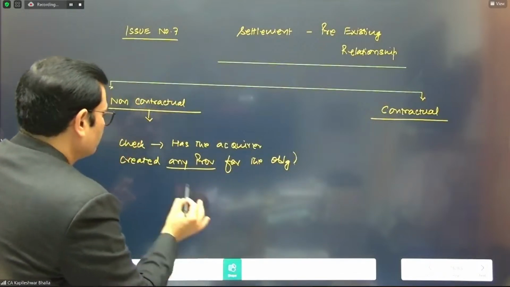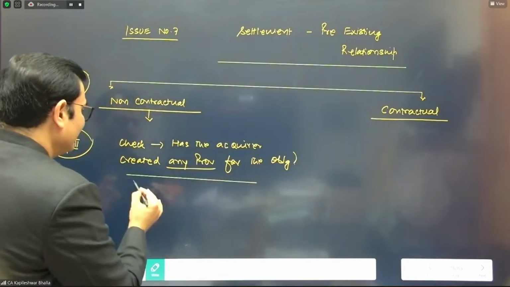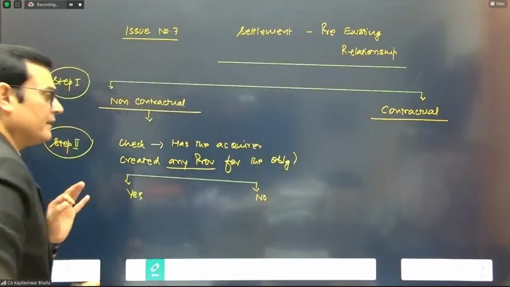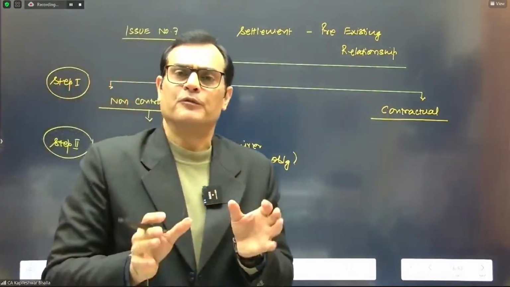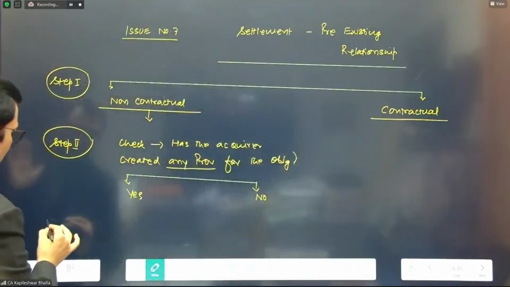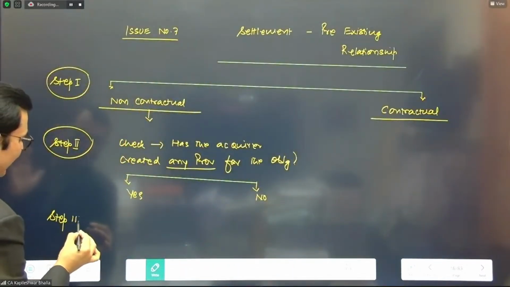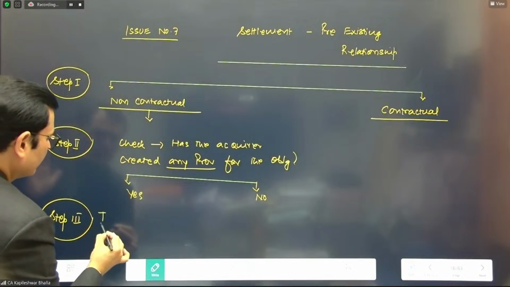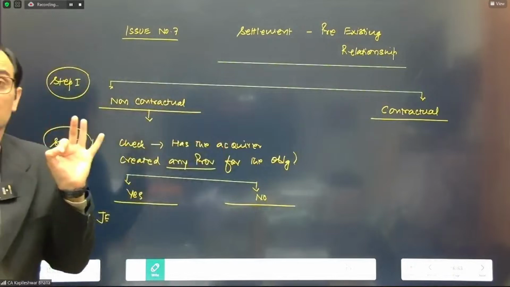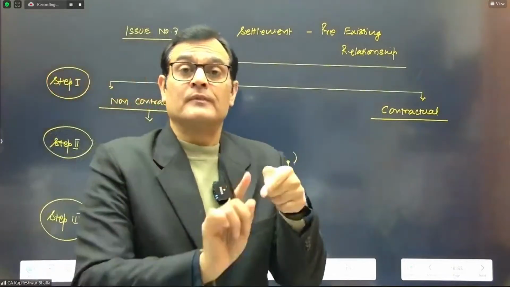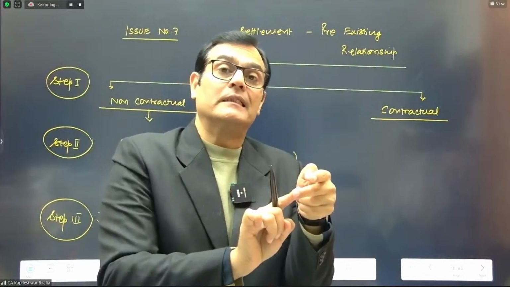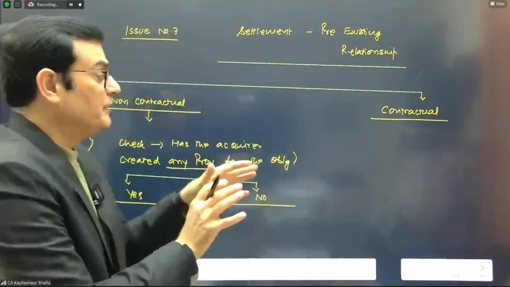So when you say he's created a provision or not, the answer would be either a yes or a no. Either he has not created a provision or he has created a provision. So just look at step number 2 and get your answer. Then you can go to step number 3 and put your journal entry. And in this particular case, you need to put a journal entry, whether it's a yes or no. So go in a chronological order and you'll not go wrong. See the type of relationship. Then if it is non-contractual, see whether he has created any provision for the obligation or not.